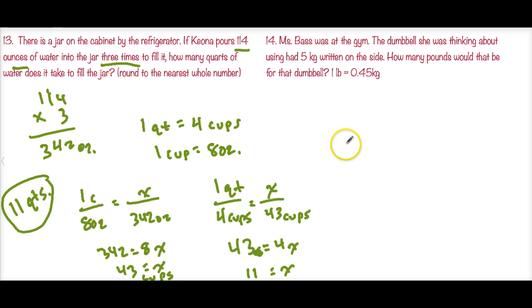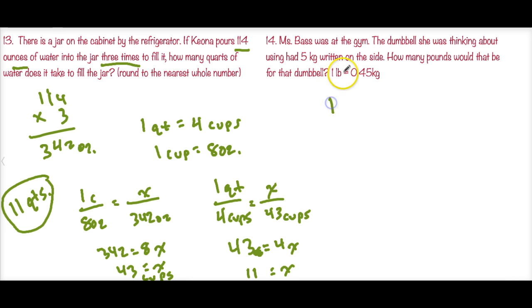All right, number 14. And this is a true story. So I was at the gym. The dumbbell I was thinking about using had 5 kilograms written on the side, and I was like, oh, yay, I'm doing a lot of weight. And then I was like, well, how much weight am I doing exactly? So how many pounds would that be for that dumbbell?